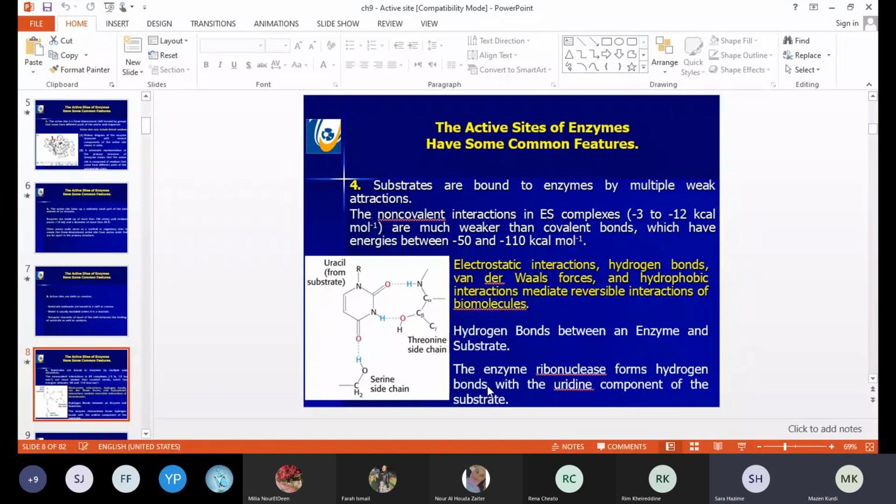And also, this is something we discussed before, substrates are bound to enzymes by weak interactions. There is no covalent bond present between the enzyme and the substrate. Non-covalent interactions are present to form this ES complex. So they are weak non-covalent interactions such as electrostatic interactions, hydrogen bonds, van der Waals forces, hydrophobic interactions, ionic interactions. All these interactions are present between the enzyme and the substrate. So you can see here the dots present in the figure are hydrogen bonds between the enzyme and the substrate.